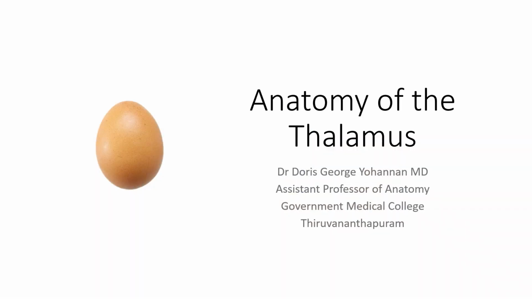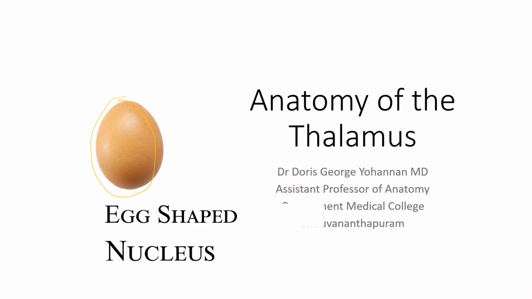Hello, dear students. Today we will learn about the anatomy of the thalamus. The thalamus is an egg-shaped nucleus found almost in the center of the cerebrum. This analogy with the egg is very useful for us to understand the anatomy of the thalamus.